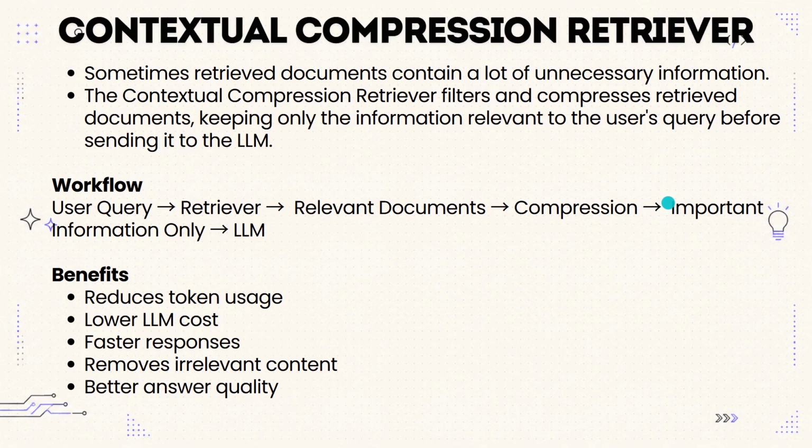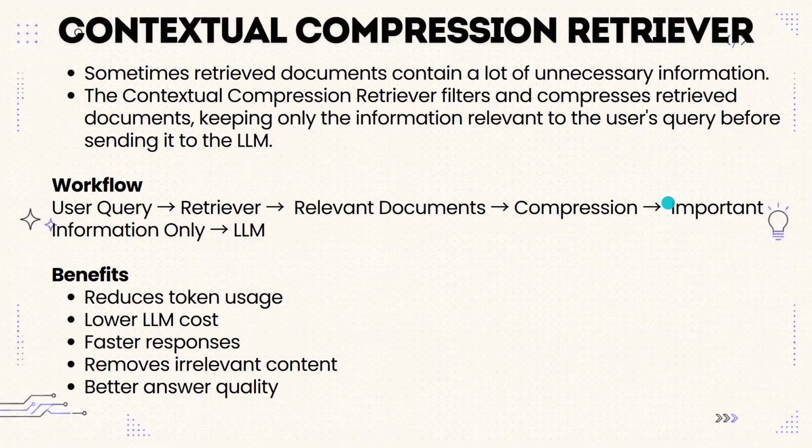Suppose the user asks, what is the refund policy? The retrieved document also contains shipping information, company history, warranty details, privacy policies, terms and conditions. Only one paragraph actually talks about a refund. And that is why the contextual compression retriever solves the problem.